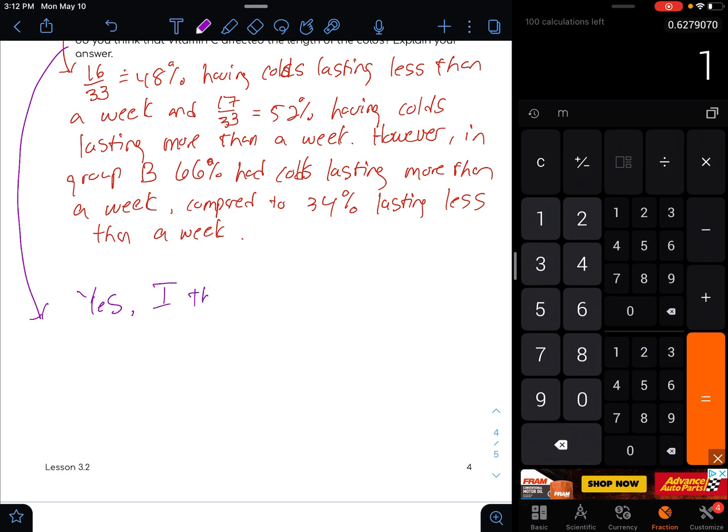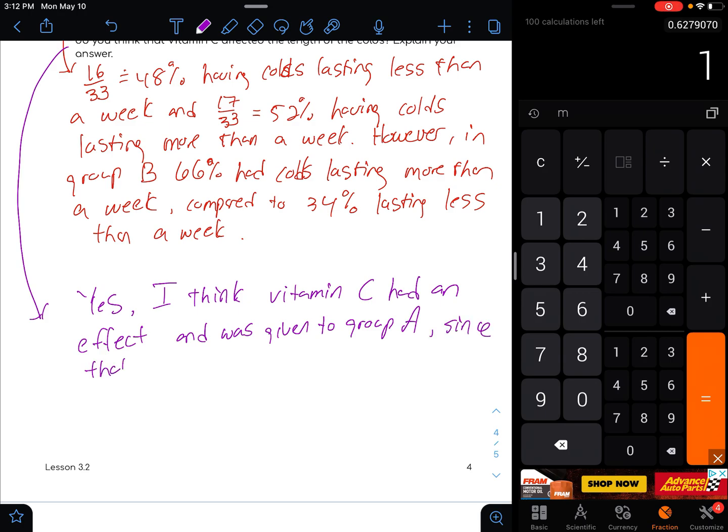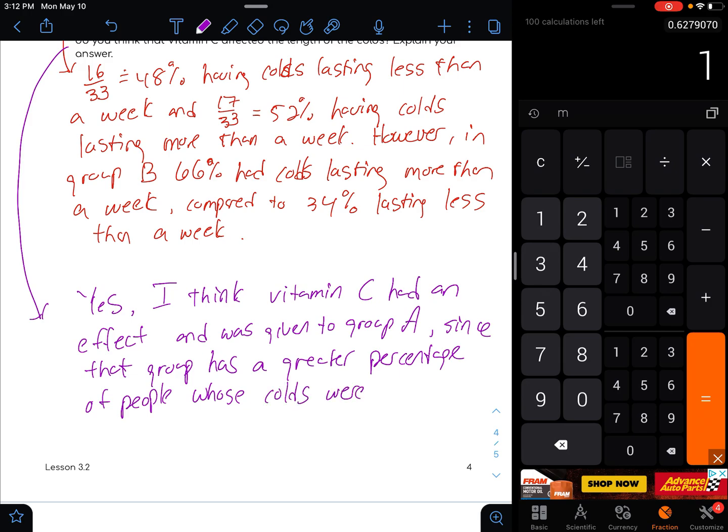So yes, I think vitamin C had an effect and was given to group A, since that group has a greater percentage of people whose colds were shorter than in group B. 48% of people in group A had colds that were shorter versus only 34% of people that had colds that were shorter in group B.